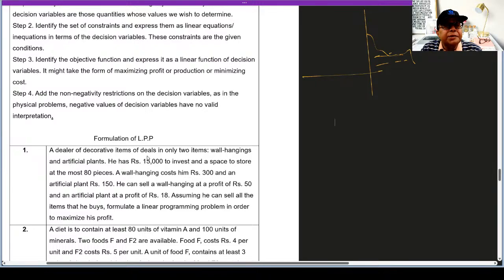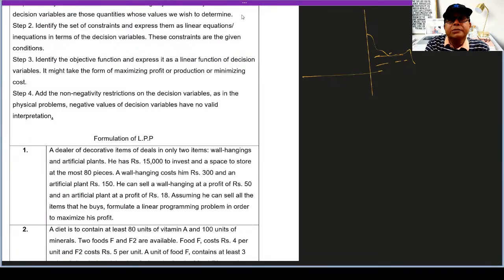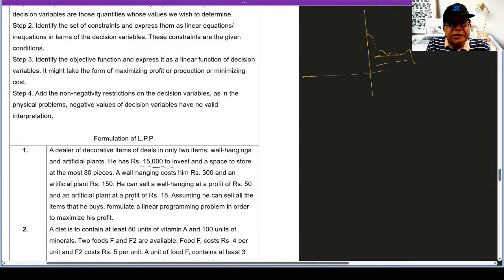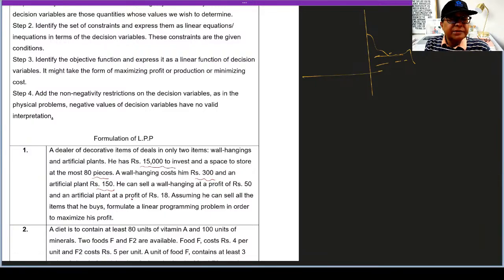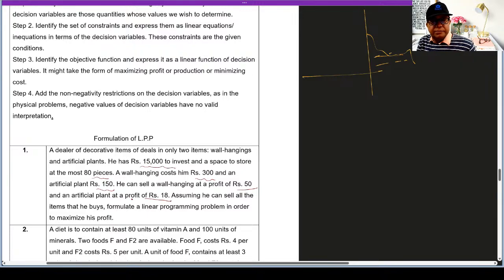A dealer of decorative items deals in only 2 items, wall hangings and artificial plants. He has to invest this much and has space to store at most 80 pieces. Wall hanging costs rupees 300 and artificial plant rupees 150. Wall hanging he can sell at a profit of rupees 50 and artificial plant rupees 18. Assuming he can sell all the items that he buys, formulate the LPP in order to maximize the profit.